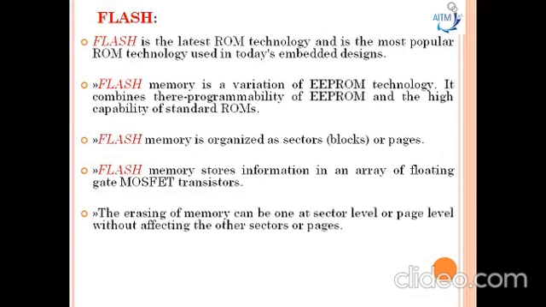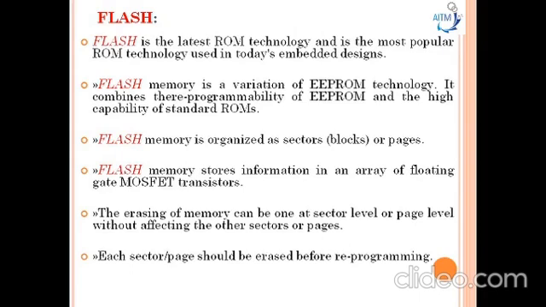The erasing of a memory can be done at a sector level or page level without affecting the other sectors or pages. Here the erasing of a memory can be at the sector level, that is a block level, or the page level, without affecting the other sectors or pages. Each sector or page should be erased before reprogramming. The typical erasable capacity of flash is 1000 cycles.